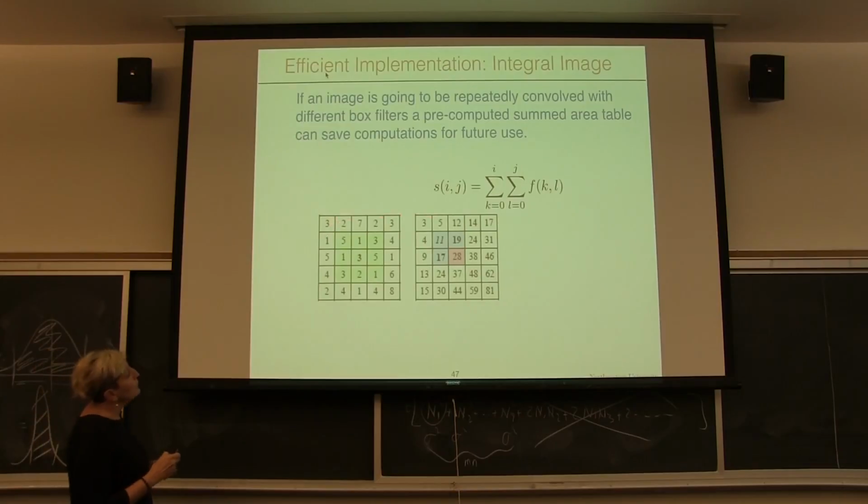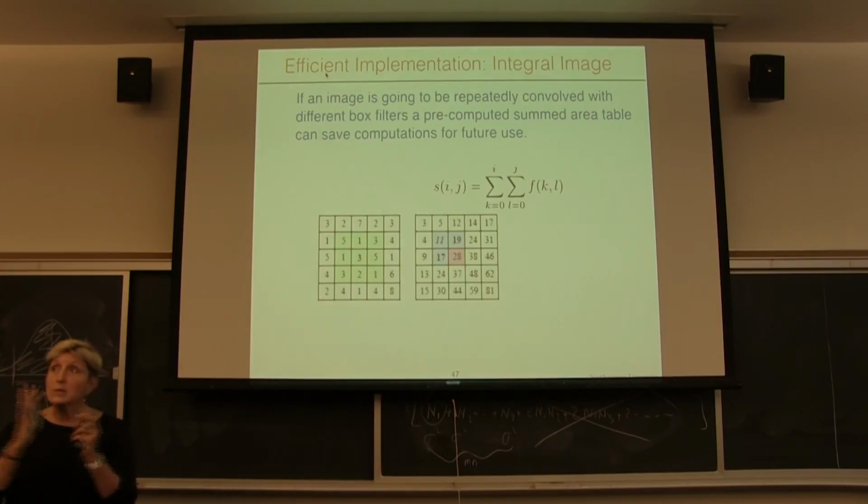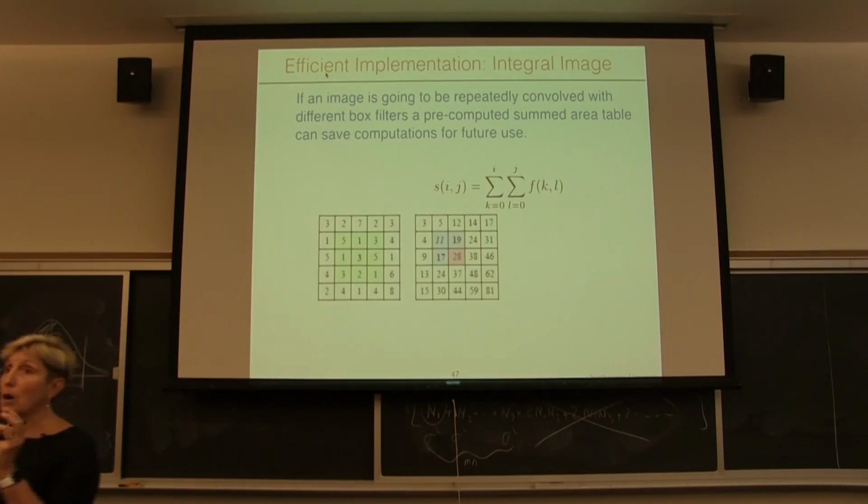See, for example, the first pixel is 3. But this one is 5 because it has 3 plus 2. And this one is 12 because it has 3 plus 2 plus 7. This one has 4 because it has 3 plus 1. And this one has 11 because it has 3 plus 2 is 5, plus 5 is 10, plus 1 is 11. So it has the sum of these 4. You get it? I'm always adding up the upper top left region of my image.